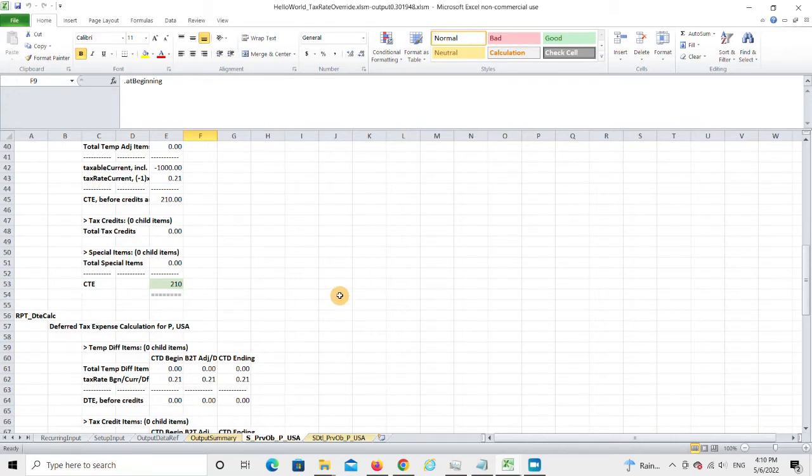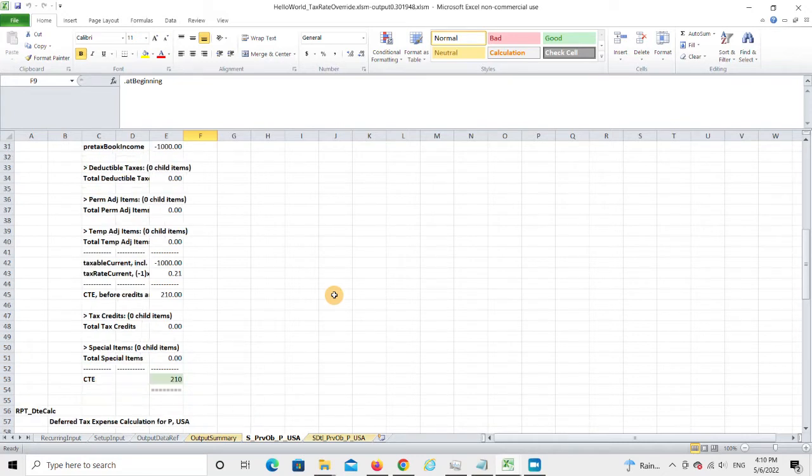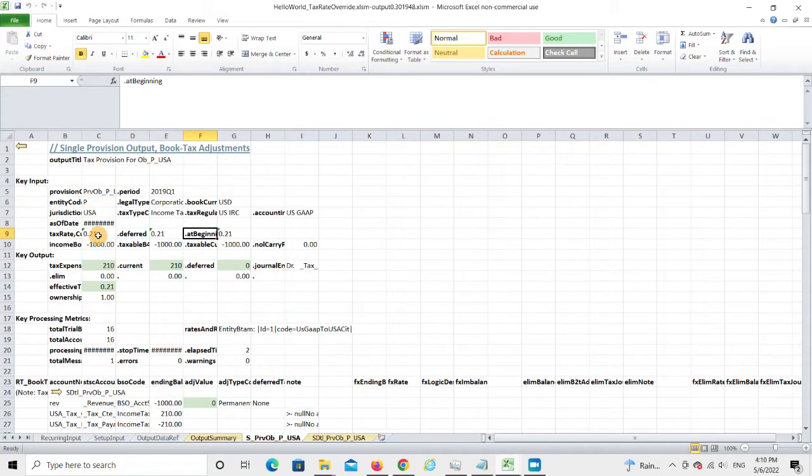So let's say P had a special arrangement with the IRS and that it actually has a favorable tax rate to use, and that favorable tax rate is 10%. How can we tell the engine to use a 10% tax rate as opposed to the 21% here? So let's go back to the input file.